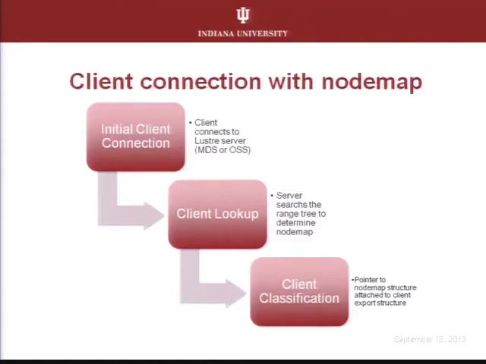So a client connects to a Lustre server. That client is then looked up in the node map list based on its NID, and then it's classified, and a pointer to that node map structure is attached to the client export structure in the server, so that every time a request comes in from that client, we already have the export structure, we already have the maps. There's no looking up, they're right there.